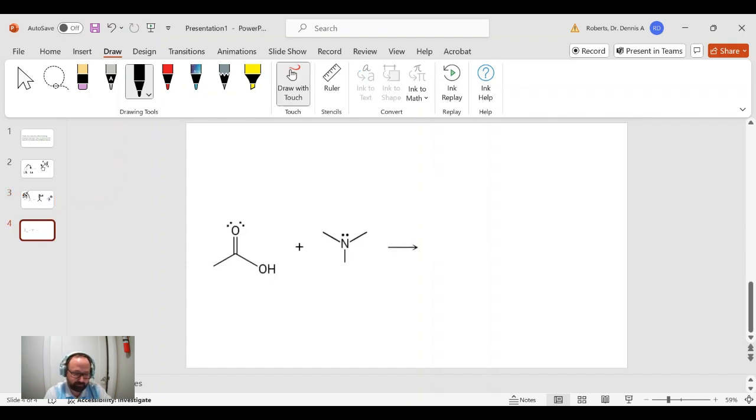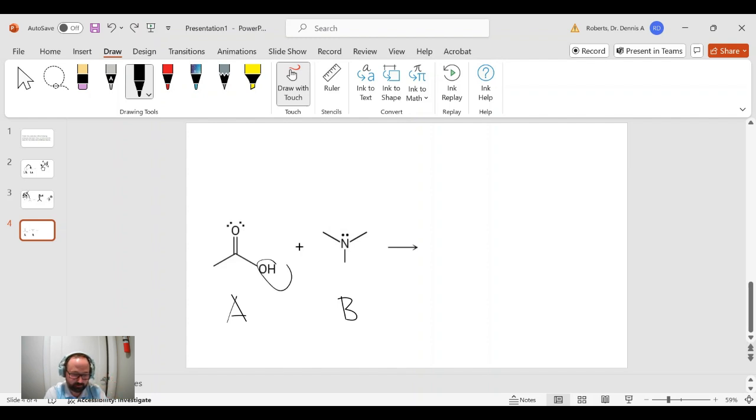And last, we have acetic acid with trimethylamine. Again, we have to find what's our acid and what's our base. We have a hydrogen on a heteroatom, so chances are that is a protic source, a proton source. So that's going to be our acid. And our base is going to be over here. The nitrogen is going to accept a hydrogen because it has electrons it can donate. So let's go ahead and draw that arrow.